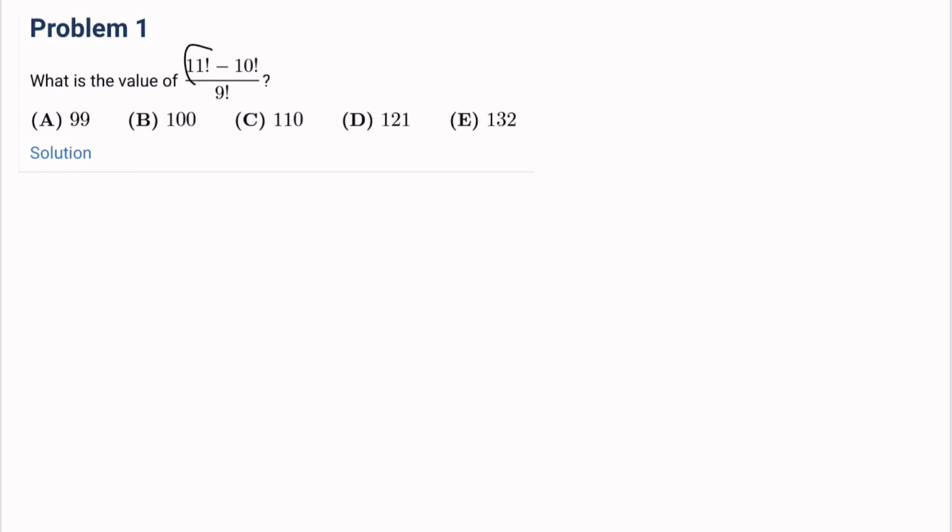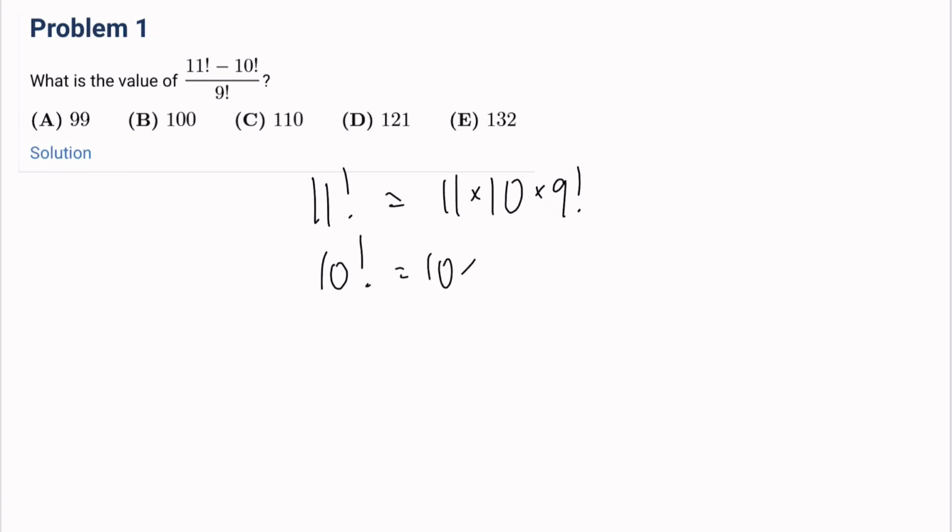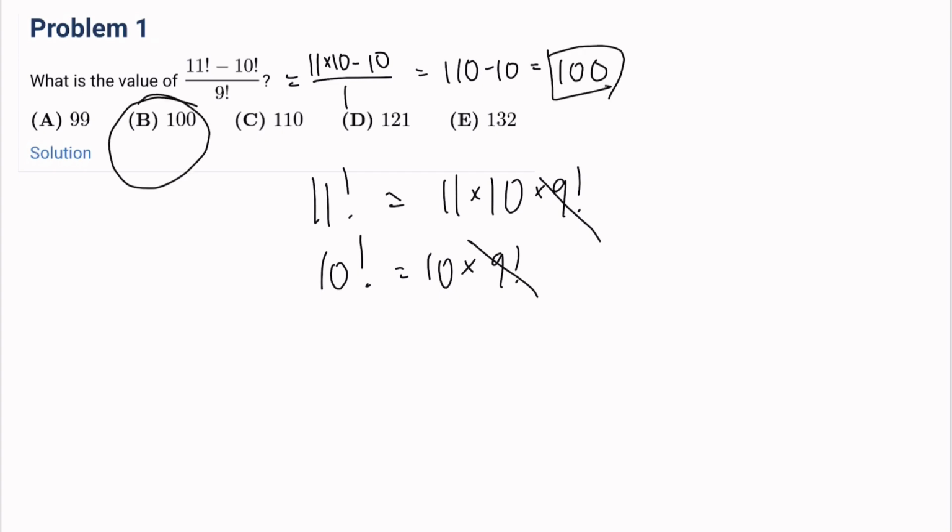First problem, what is the value of this? We have 11 factorial minus 10 factorial, all over 9 factorial. What we know is that 11 factorial equals 11 times 10 times 9 factorial, and 10 factorial equals 10 times 9 factorial. So we can cross off 9 factorial from each, and this will give us all over 1, and then these two get crossed out. So 11 times 10 minus 10. This is 110 minus 10, which equals 100. So the answer is B.